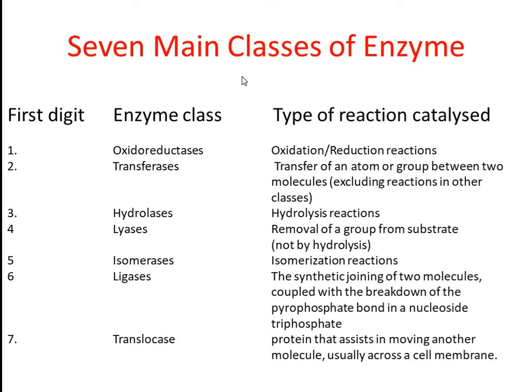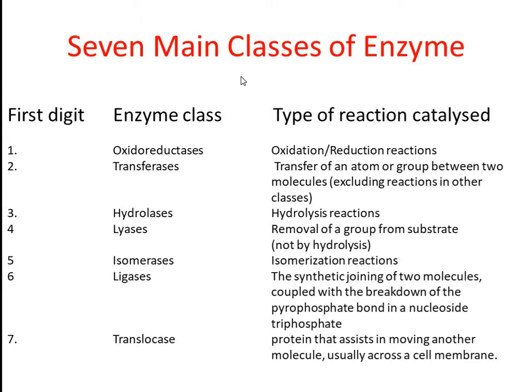If the first digit is 3, then these enzymes are hydrolases, which catalyze hydrolysis reactions. Like that, if the first digit is 4, then the enzyme is a lyase, which catalyzes removal of a group from a substrate. But this reaction does not involve hydrolysis reactions. If the first digit is 5, then the enzymes are isomerases, which catalyze isomerization reactions like racemization and other such types of reactions.